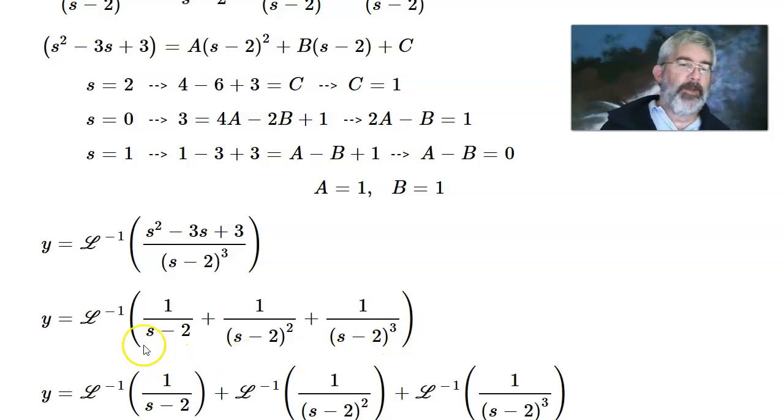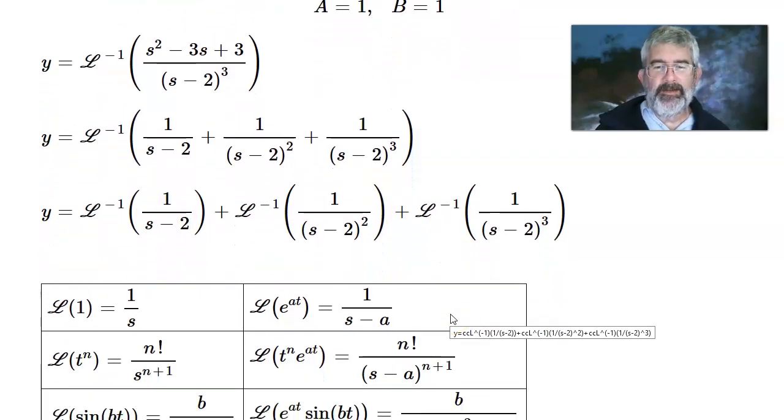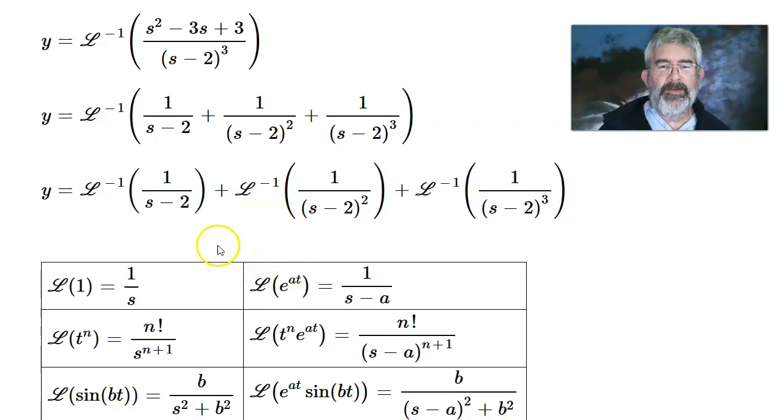And then the inverse Laplace transform is a linear operator. It distributes over addition, and so I get that. Now looking at this chart, I can see the 1 over s minus 2 would be right here with a equal to 2. So that's going to be the e to the 2t. This one right here is looking like this one, because I've got the s minus 2 to the 2 power. So that would have n equal to 1, right?